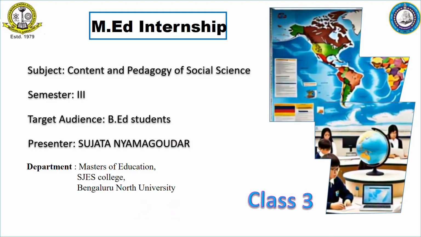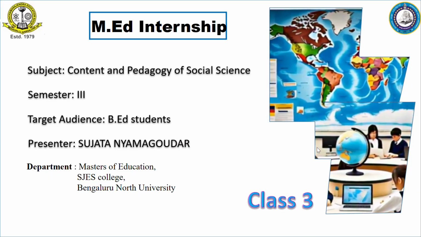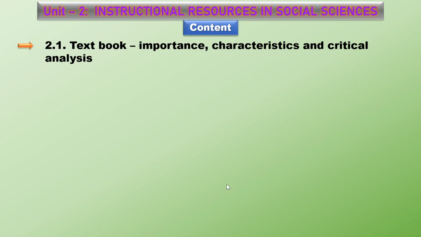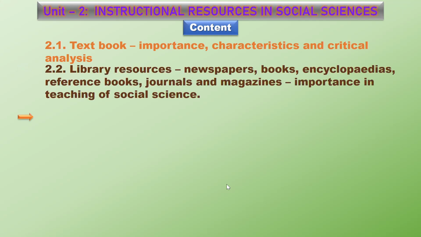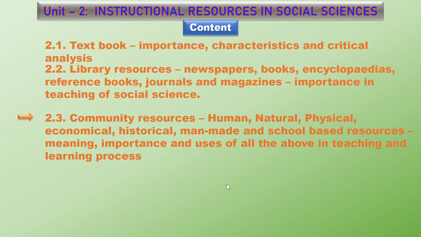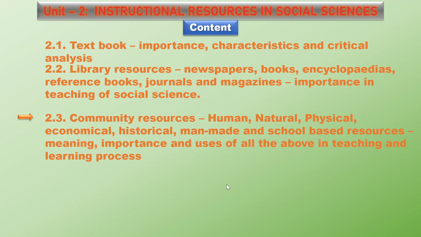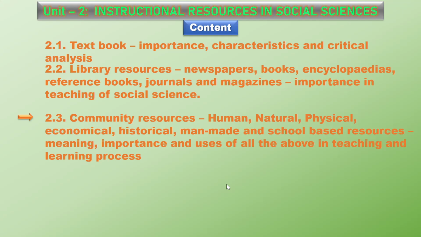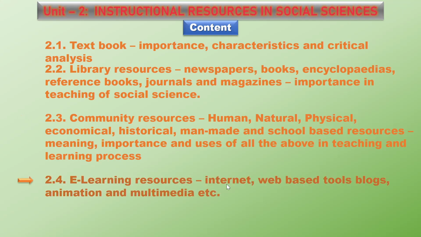Today we are going to learn content and pedagogy of social science. We are done with 2.1, textbooks: importance, characteristics and critical analysis. 2.2 was about library resources: newspapers, books, encyclopedias, reference books, journals and magazines, and what their importance is in teaching of social science. We are going to cover 2.3, that is community resources and e-learning resources.